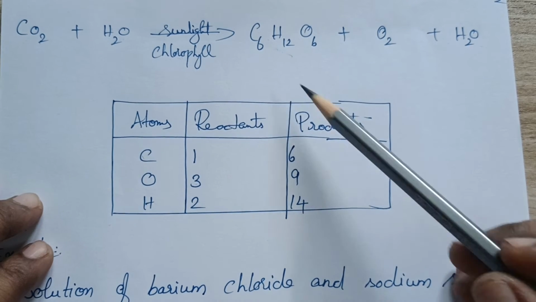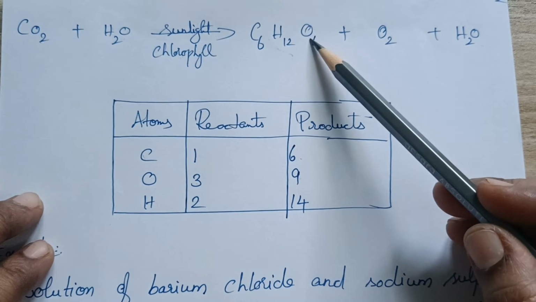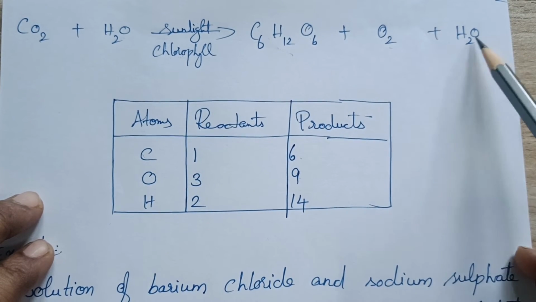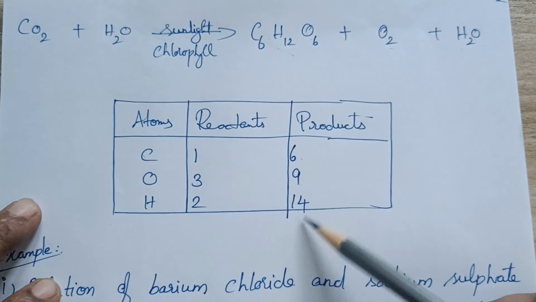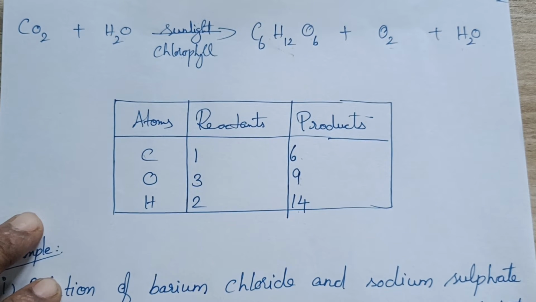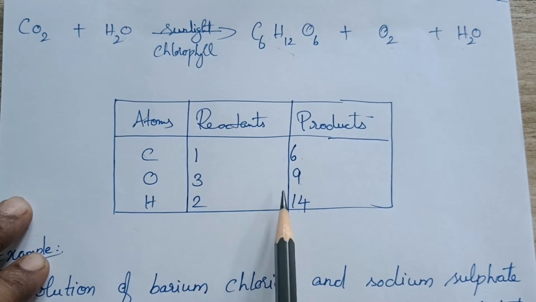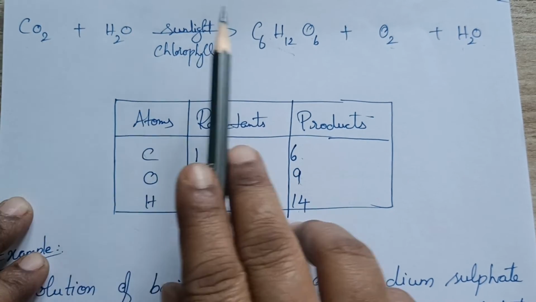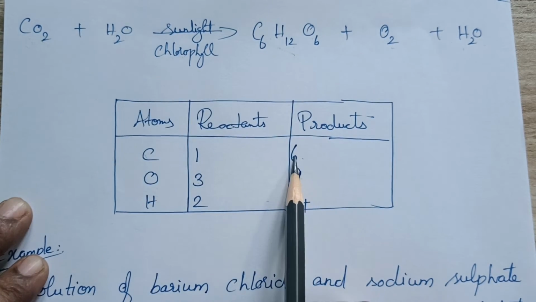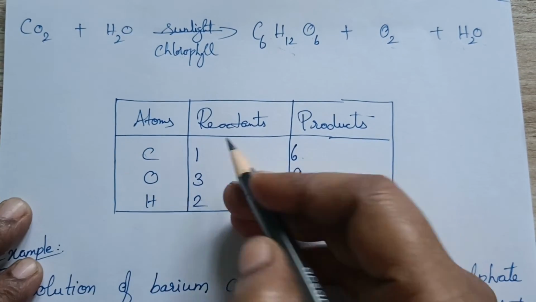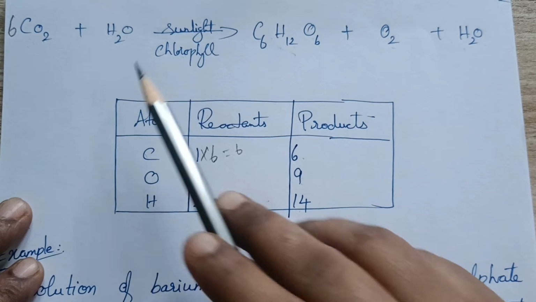In the product side, how many carbons? 6 carbons. Oxygen: 6 plus 2, 8, 8 plus 1, 9. Hydrogen: 12 plus 2, 14 hydrogen. First we'll try to balance this. Usually we take the element with the highest number of atoms, but here carbon is present in only one place, so no other way, carbon has to be 6. Product side carbon is 6, so here we also need 6: 6 CO2 plus H2O.